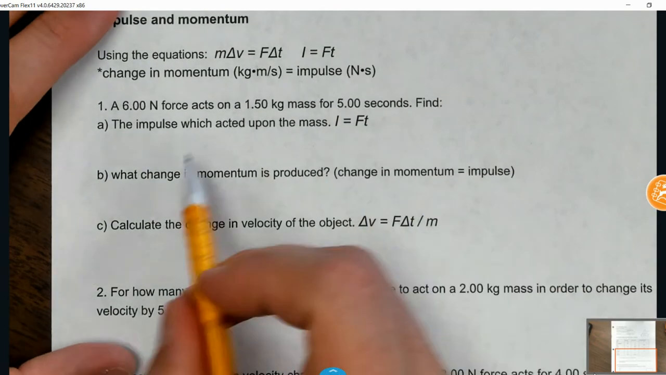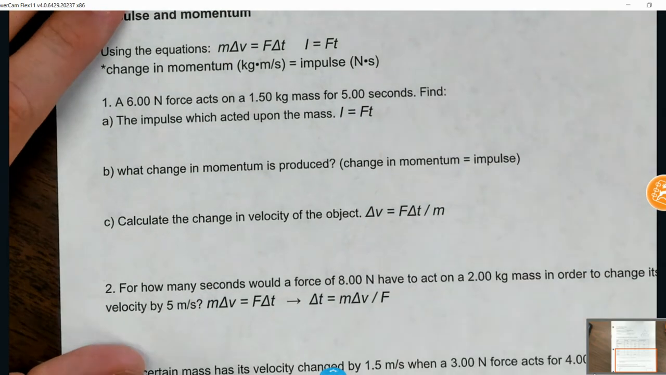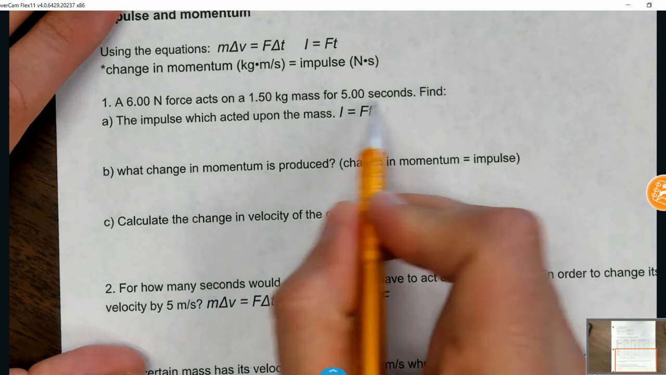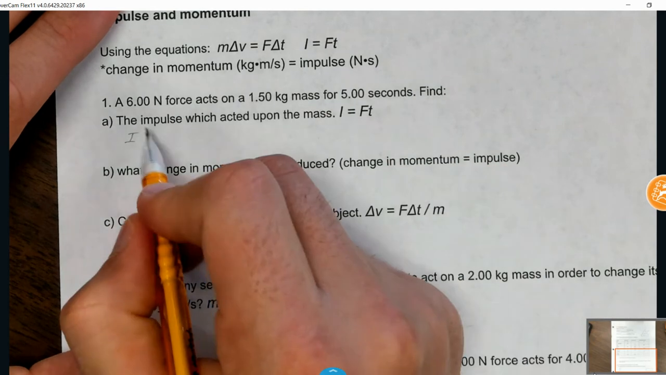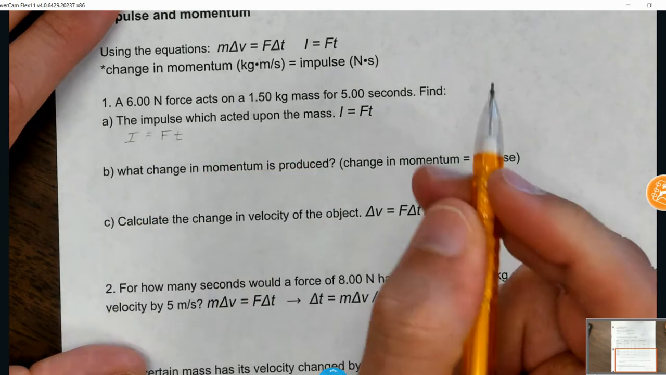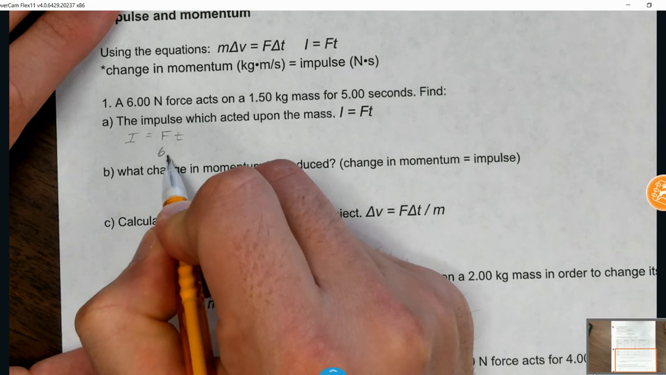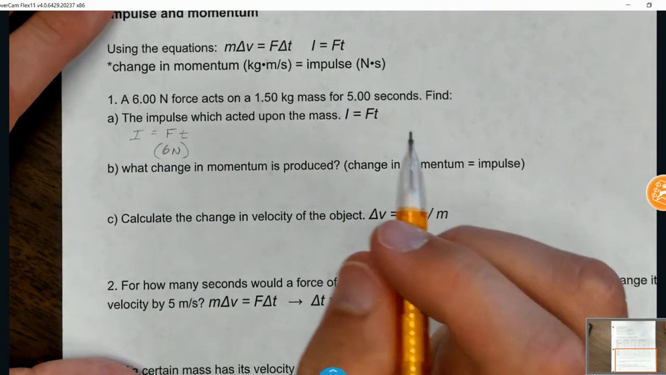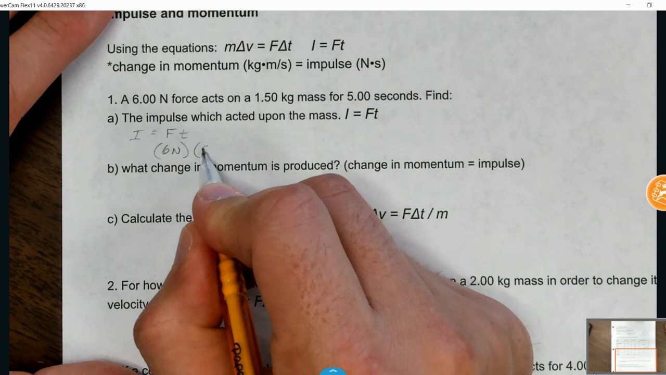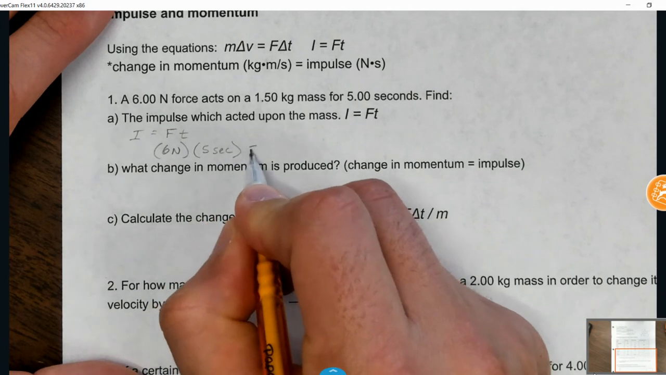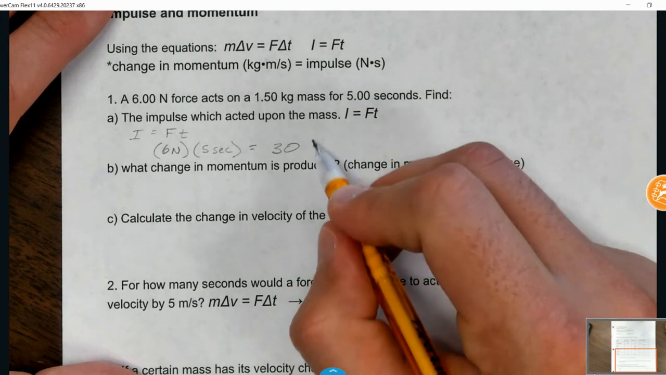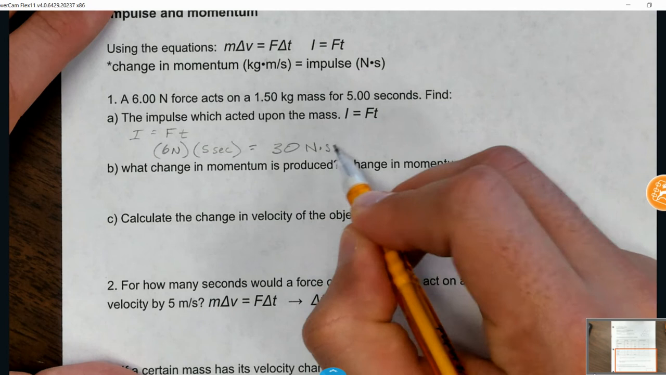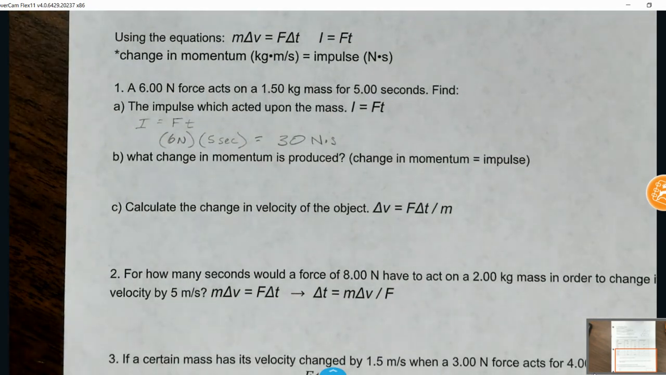All right. Very first one. Super easy. Impulse that acts on this guy. You have a force, you have a time. They just want impulse. So I is equal to F times T. Force was 6 newtons, and the time was 5 seconds. That gives us 30, and the unit for impulse is newtons times seconds. Super easy, right? Cake.